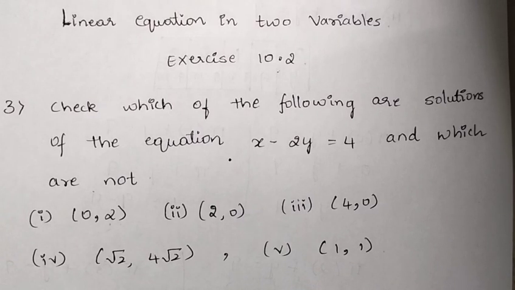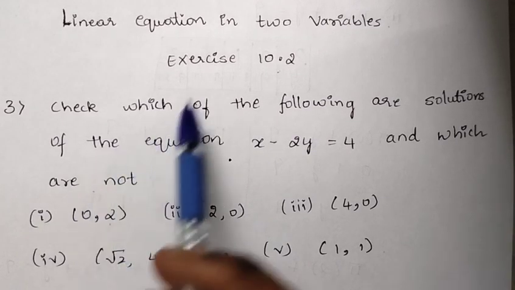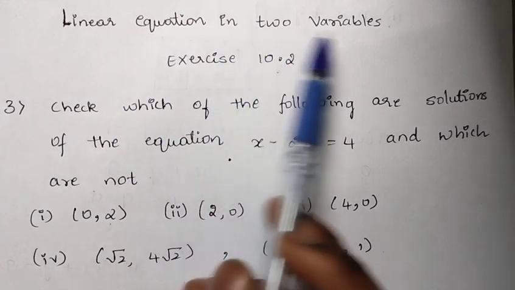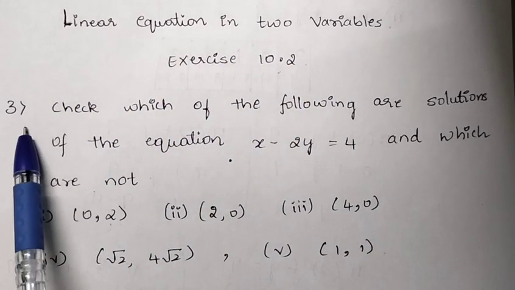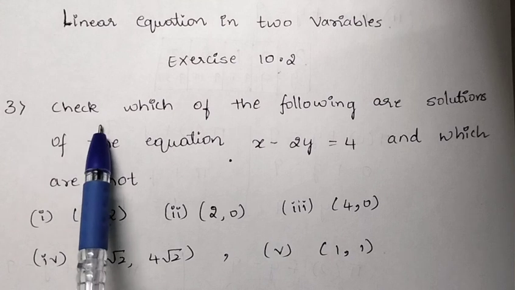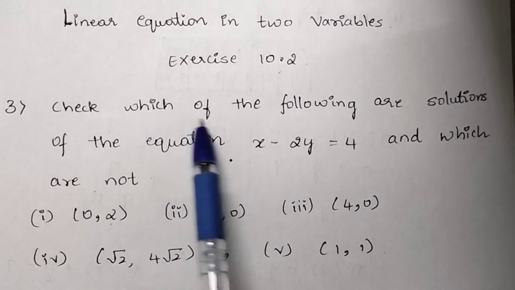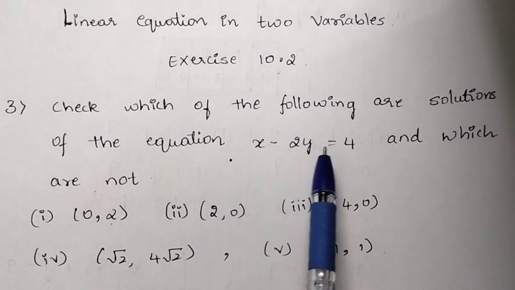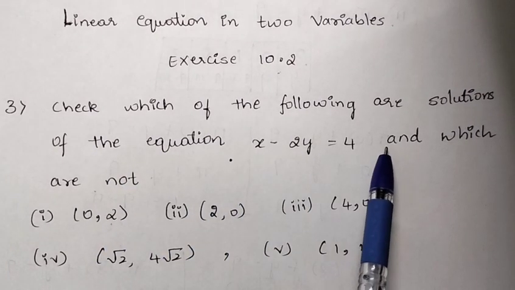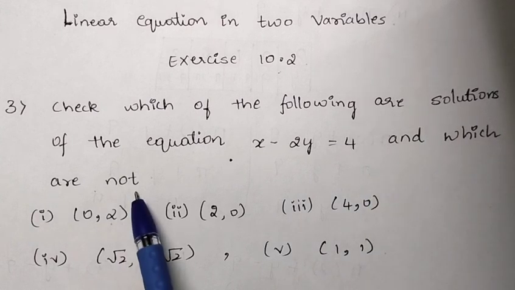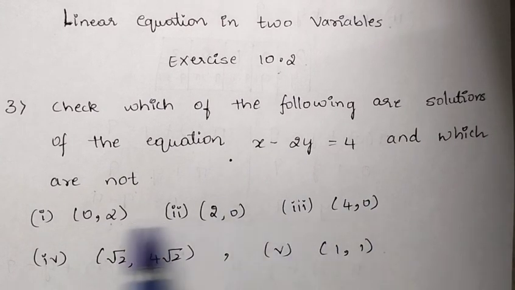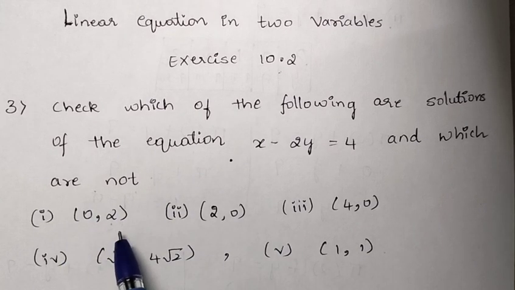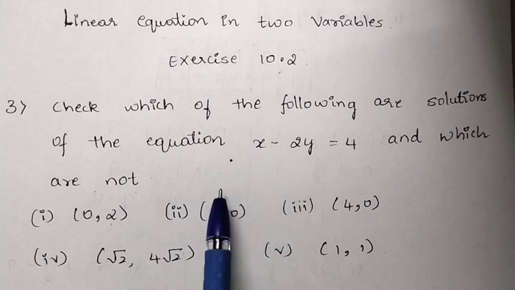In this video, we will be discussing the questions of exercise 10.2 under the chapter linear equation in two variables, specifically the third question. The third question given in the textbook is, check which of the following are solutions of the equation x minus 2y is equal to 4 and which are not. They have given us 5 pairs of values. Among these pairs of values, we need to check which pair is the solution of the given equation.